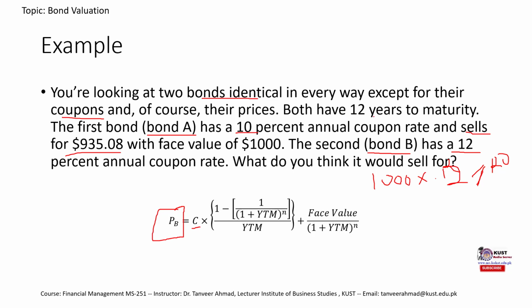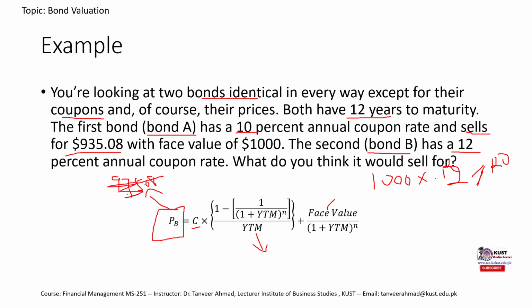N is already mentioned here, and it says that both have 12 years of maturity. So N is 12. What is face value? Face value is 1000. Again, N is 12. And what about this bond price? Because they are identical, the bond price is 935.08, right? So now we have the elements of this formula. The only thing that we are left with is YTM.